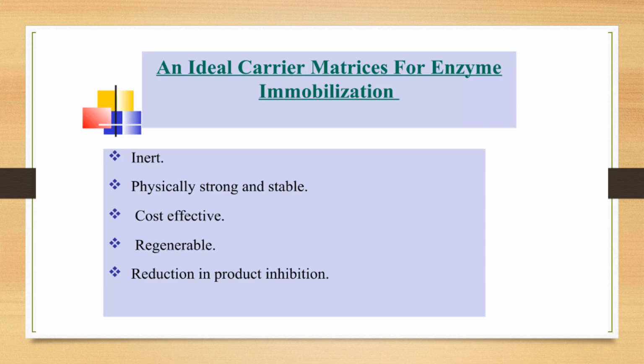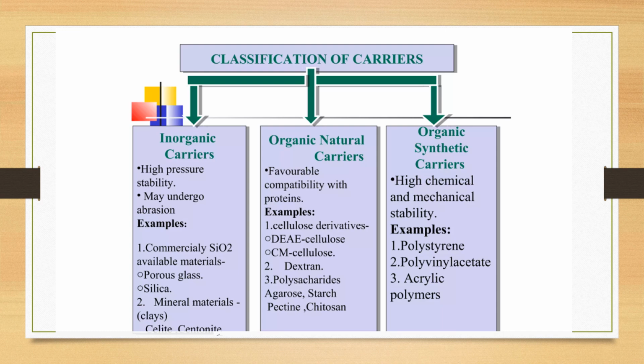So we have already said that enzyme immobilization means we are confining the enzymes with a solid support. So this solid carrier should possess some properties. It should be inert, physically strong, cost effective, regenerable, and allow reduction in product inhibition. And there are different carriers that we can use: inorganic, organic, and organosynthetic.